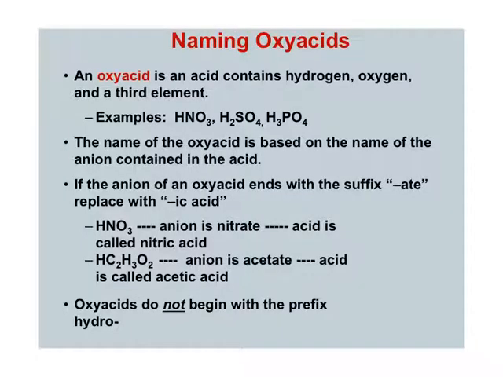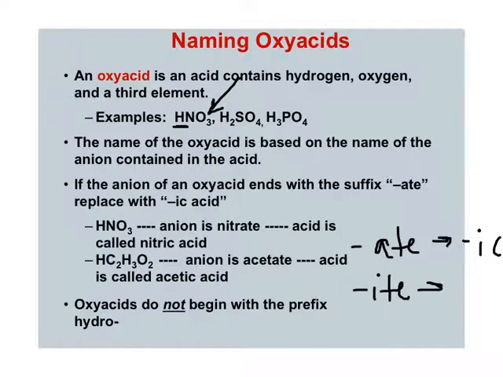When we name oxyacids, it always has hydrogen, because it's got to be an acid, and an oxyacid always has oxygen. So let's look at these. The name of the oxyacid is based on the anion in there. If you do remember this, we just change the name of whatever that anion is: ates change to ic. I'll show you in a second. Ites change to ous. You should probably write that down.